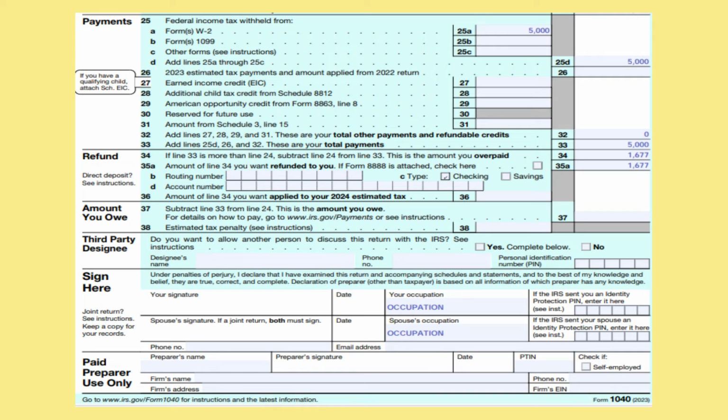On line 26, you will put any of the estimated tax payments and any amount that you applied from your 22 return to the 23 return. In our example, this is 0.